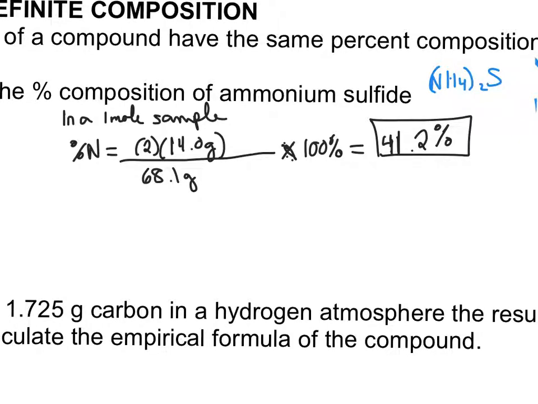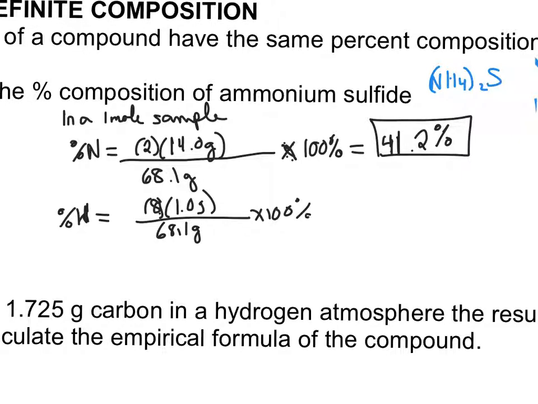Now, that is going to be true for 1 mole. That's going to be true for any quantity, though. So if I had just 1 gram of ammonium sulfide, I'd still have 41.2% of that gram as nitrogen. If you wanted to do the same thing for the other ones, so percent hydrogen, I'd say 8 times 1.0 grams over the 68.1 grams times 100%. That gives me 11.7% hydrogen.